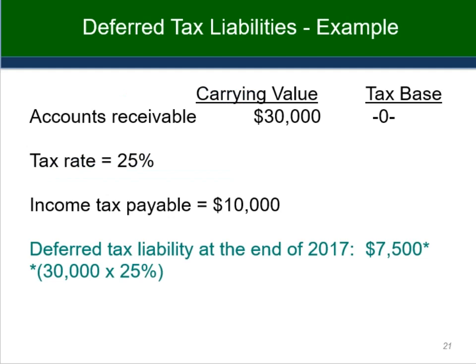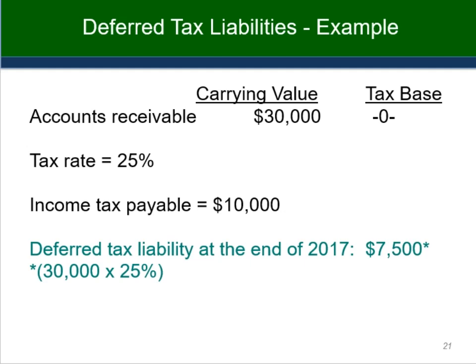So let's look at this deferred tax liabilities example. We have accounts receivable, and this is essentially the example that we had earlier. The accounts receivable is $30,000, but we haven't collected it in cash yet. So for accounting purposes, we have $30,000 of accounts receivable accrued, but for tax purposes, the value is 0. Our tax rate is 25%, and 25% of the $30,000 would result in a deferred tax liability.